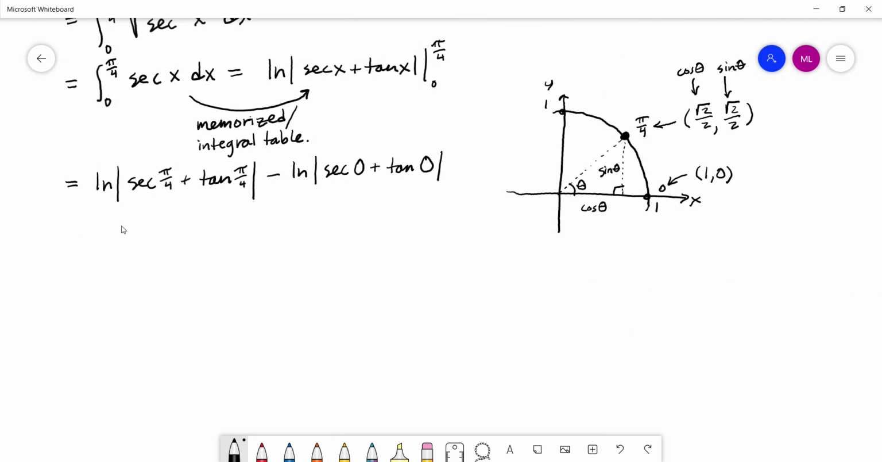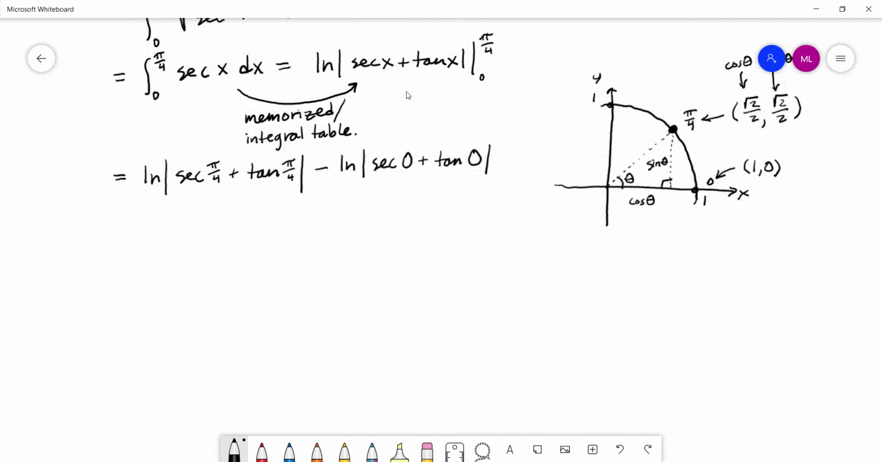And now we can plug all of these various values in, right? Secant is the same as 1 over cosine. So secant of pi over 4 is 1 over the cosine of pi over 4. So it's 1 over this number right here, 1 over root 2 over 2.